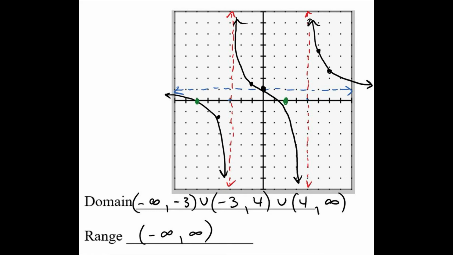Range is quite a bit simpler. The reason it's so simple is because we actually crossed that asymptote. And since we did that, it's just going to be -infinity all the way up to +infinity because it's defined at every point there. Okay, so that is it for number 13.